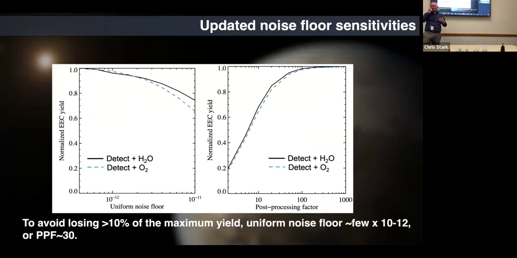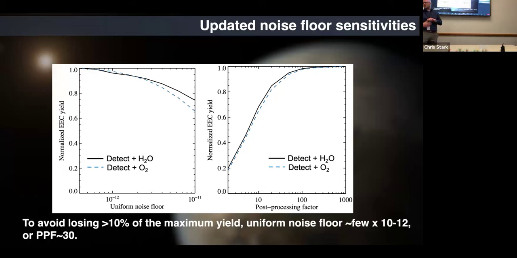And so what I'm showing you now is the normalized exoEarth candidate yield for a fiducial mission as a function of uniform noise floor on the left and the post-processing factor on the right. I've chosen two different yield metrics: detection plus search for water vapor, and detection plus search for oxygen, because oxygen pushes on the noise floor a little bit harder. And you can see that the curves are largely similar.